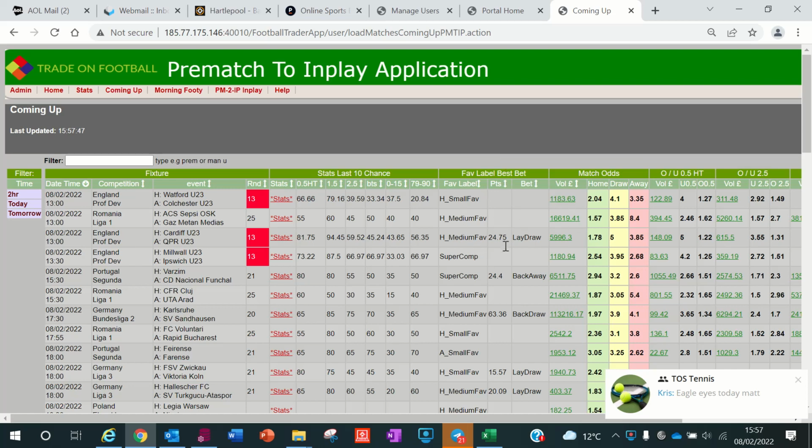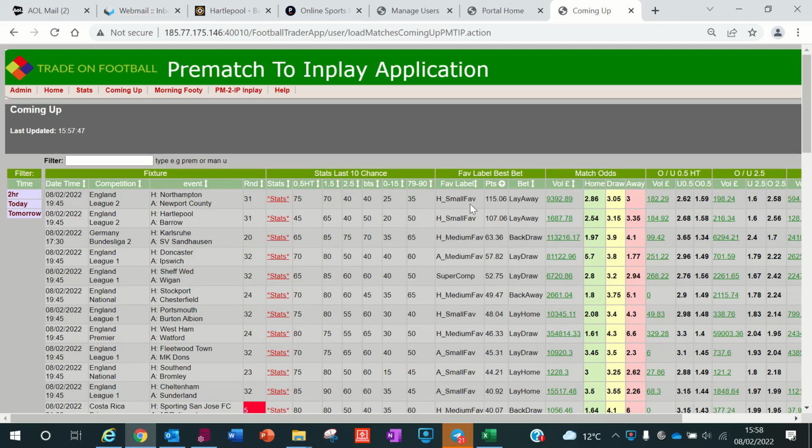Right, so as well, you can see down here we've got these favourites points and the preferred bet. If we filter by the points, essentially what this is saying is that in English League Two, Northampton against Newport, when you look at those with a small favourite, if you lay the away, you'd have won 115 points. What we'll do, we'll go into the stats to see this.